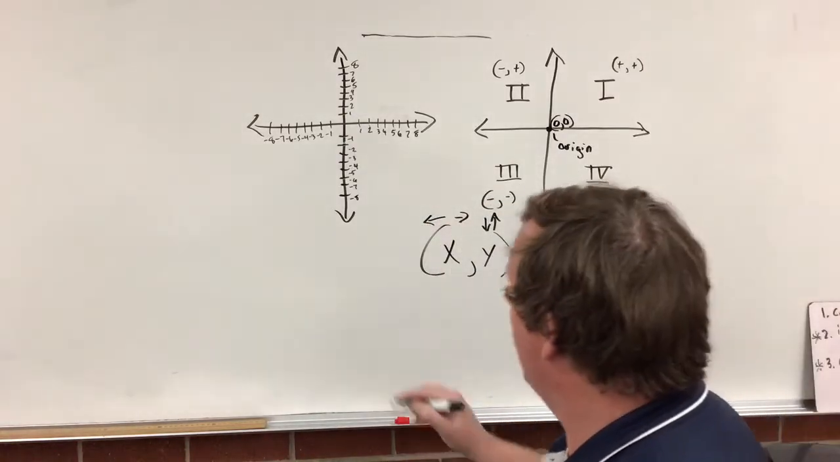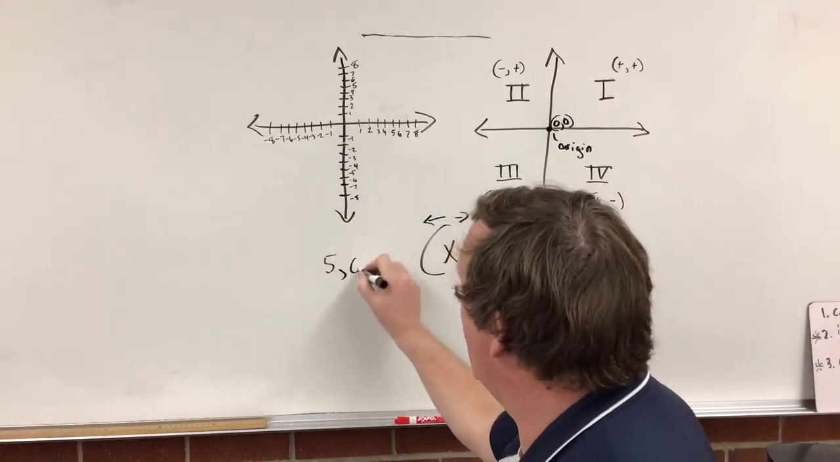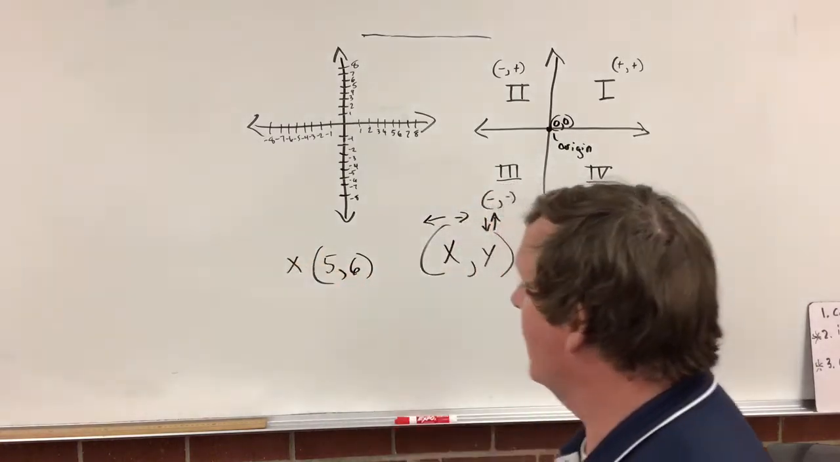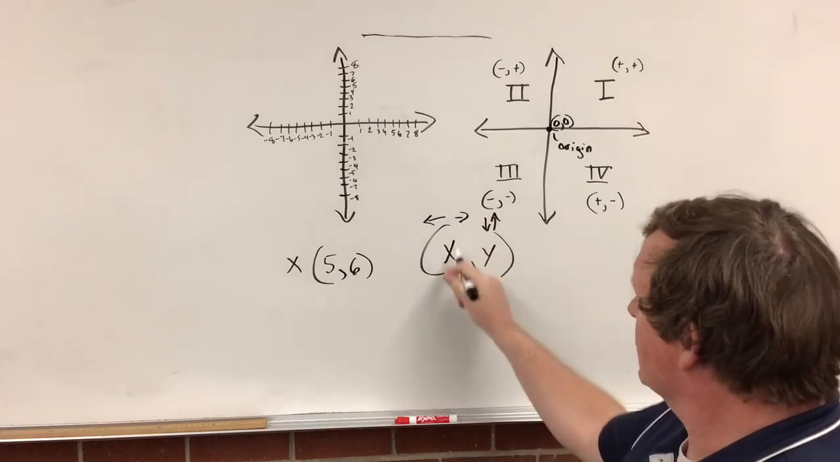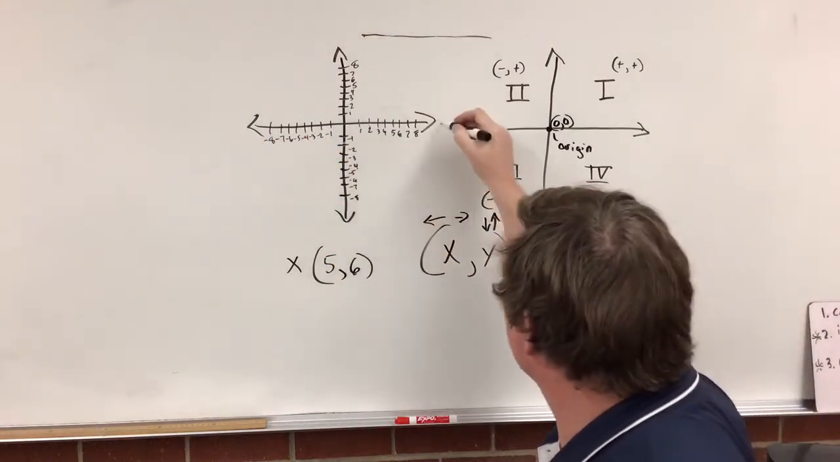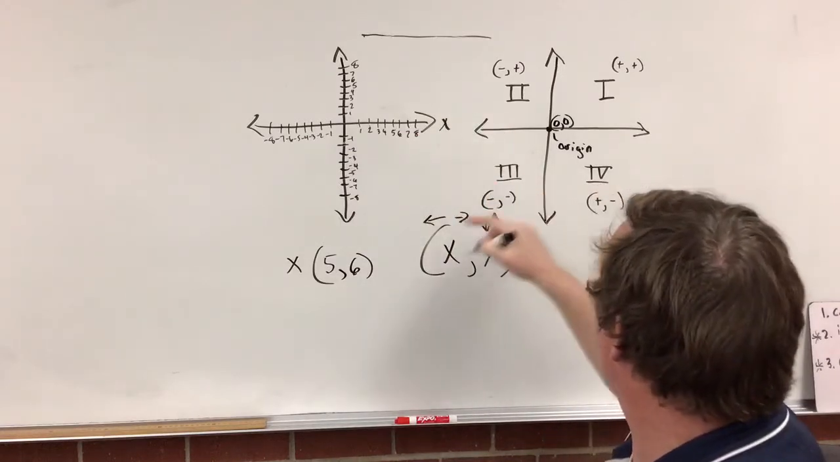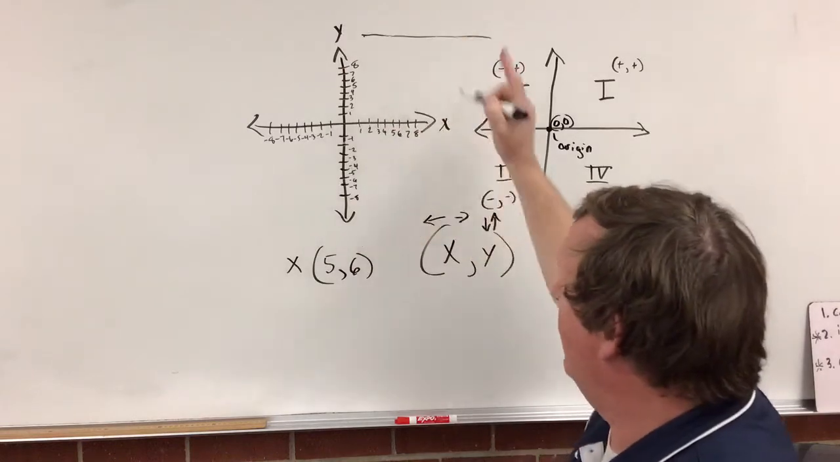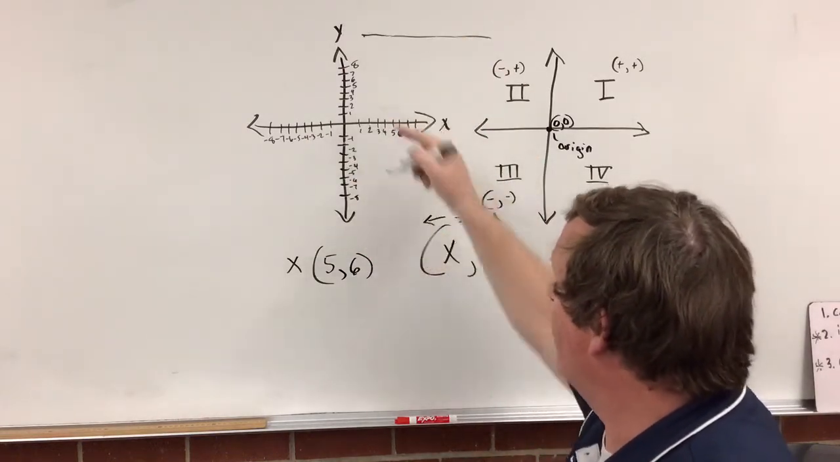Let's look at number 1. Number 1 has 5, 6, okay? And we're supposed to use the letter X. Remember, the first number is on the x-axis. That's the one going across. And then the y-axis is the numbers going up and down. So left or right, or up and down.